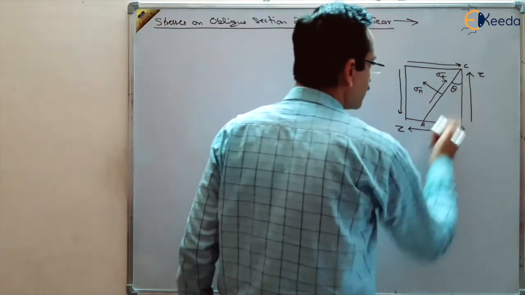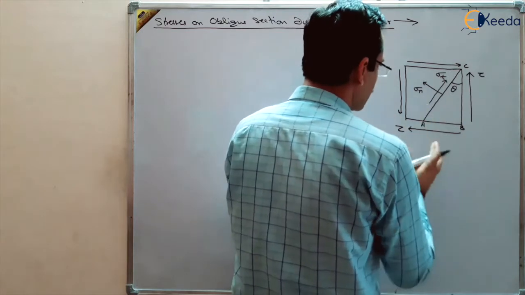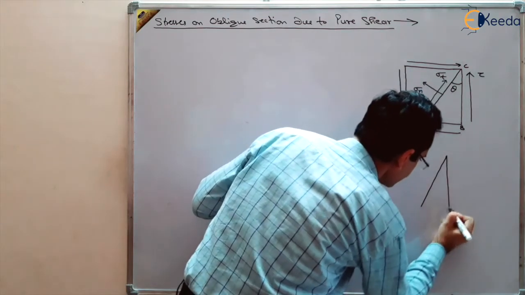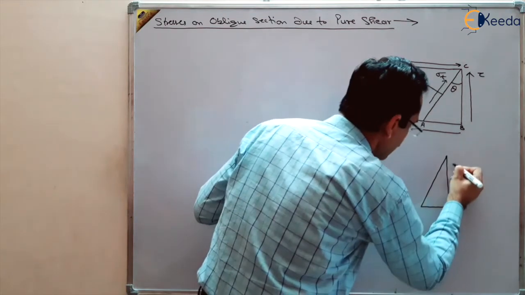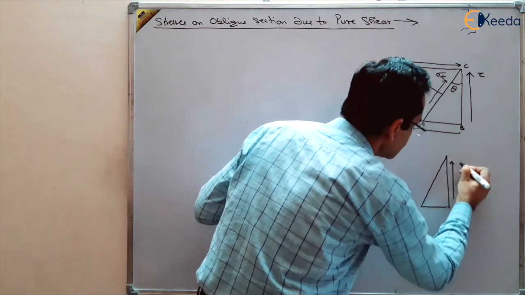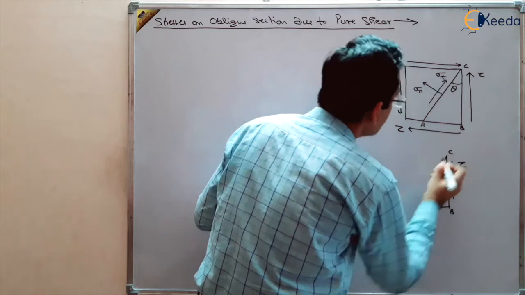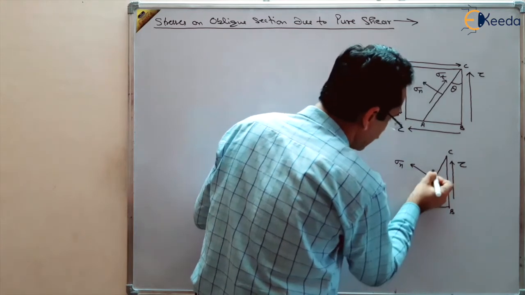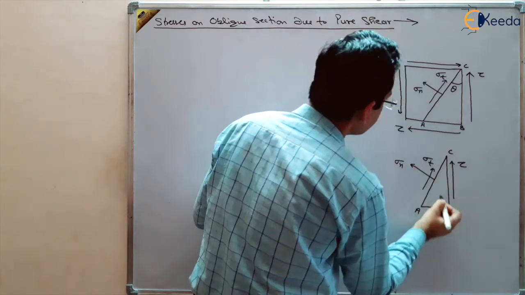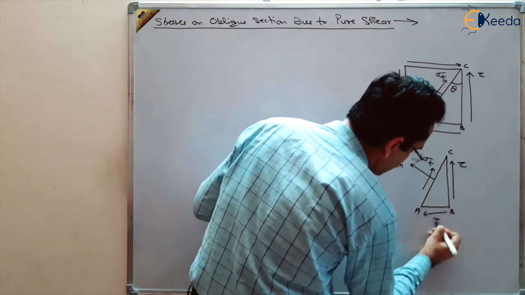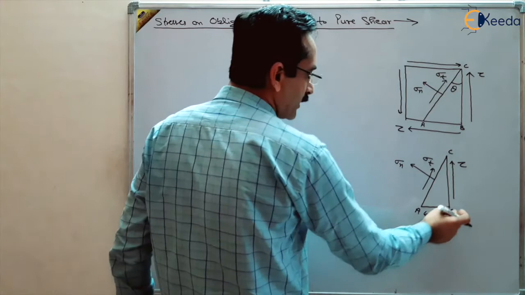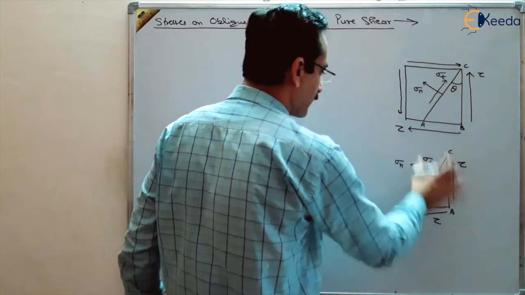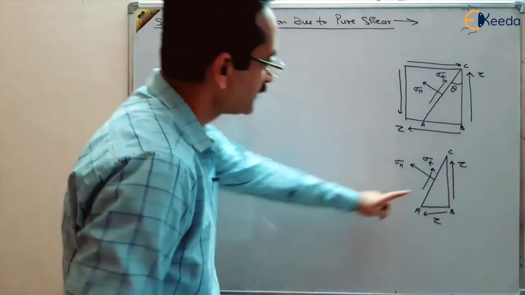In this triangle ABC, we have to analyze the stresses acting on this element ABC. So we can make here this element ABC. The stress acting on this BC is tau. The stresses acting on AC are sigma n and sigma t. And the stress acting on AB is again tau. So AB has tau acting, BC has tau acting, and on AC sigma n and sigma t are acting, right? So this is the stress condition.